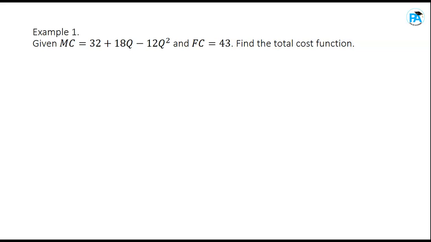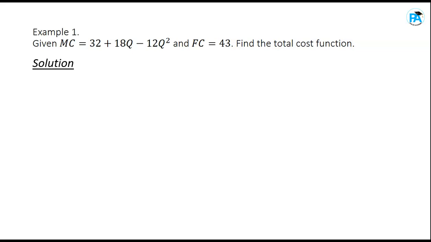Let's start. Given that MC is equal to 32 plus 18Q minus 12Q squared, and FC is equal to 43, find the total cost function. Now, MC stands for marginal cost and FC stands for what? Fixed cost. To solve this, it's very important to know that the integral of marginal cost should give you total cost.